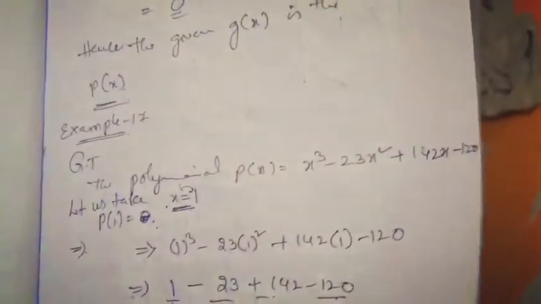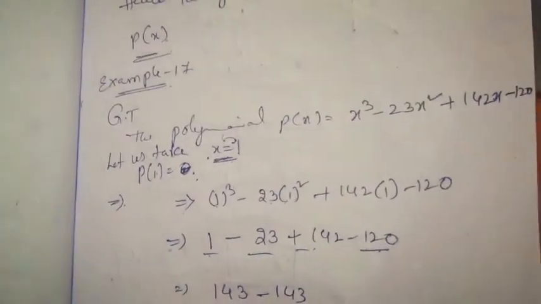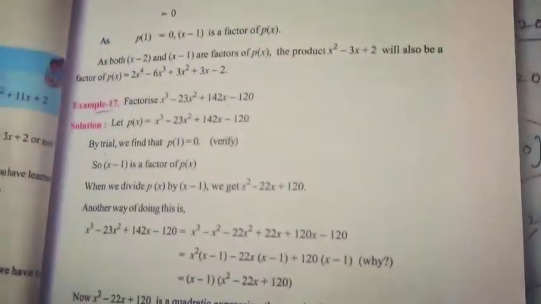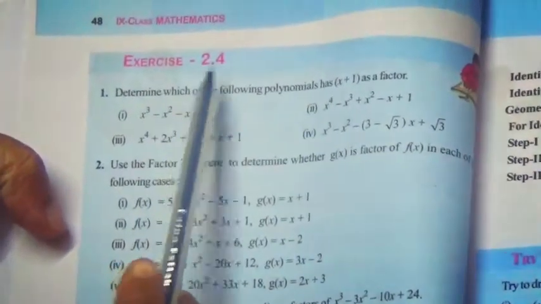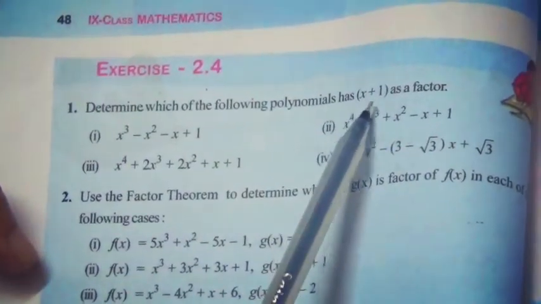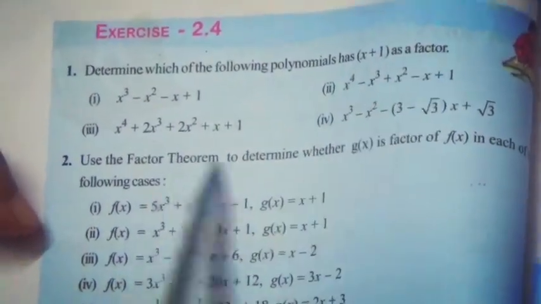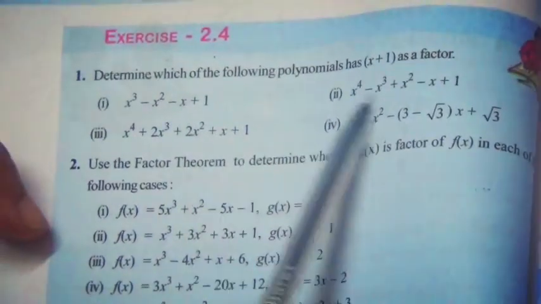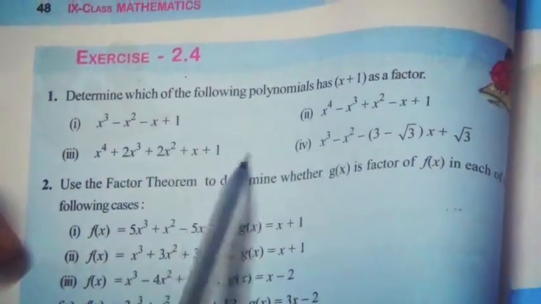It is a somewhat difficult sum, so if you do not understand, just listen again and again. If you listen to it two times, you can understand in a better way. Okay, so next we will start exercise 2.4. The first sum was: determine which of the following polynomials has x plus 1 as a factor. Okay, we have to check whether x plus 1 is a factor of these polynomials or not.